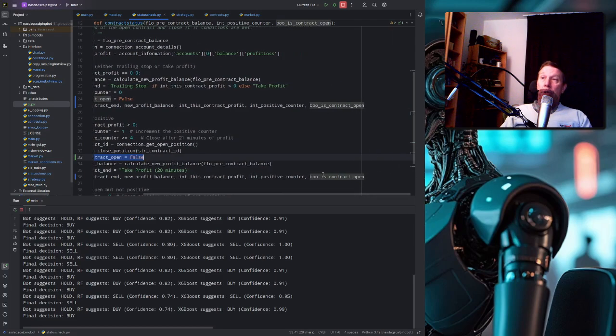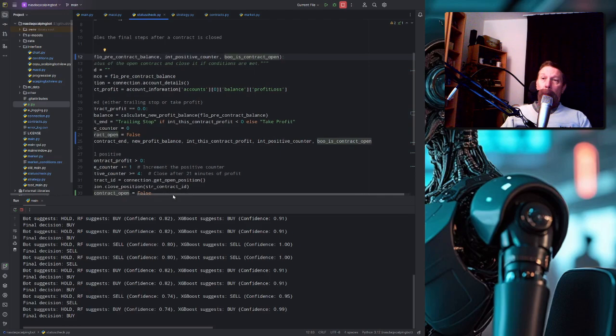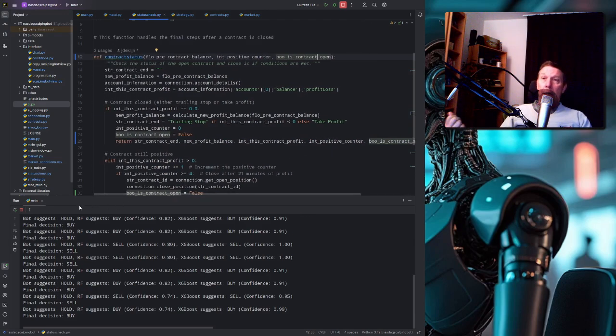And it will be returned, of course. You see, bool contract open is in the return values, and it also gets sent over as a parameter to the function. And what I saw today, this should be the solution. There were no double contracts opened, and there were a lot of contracts opened today.